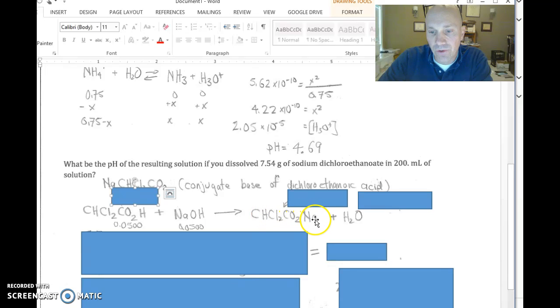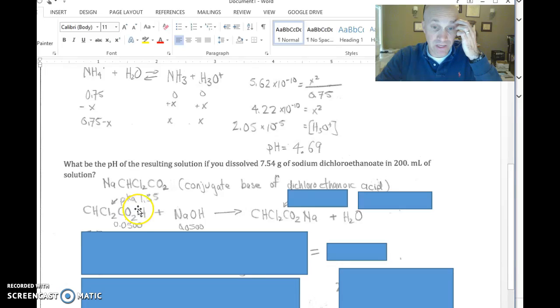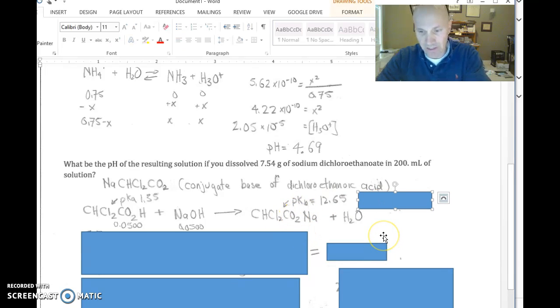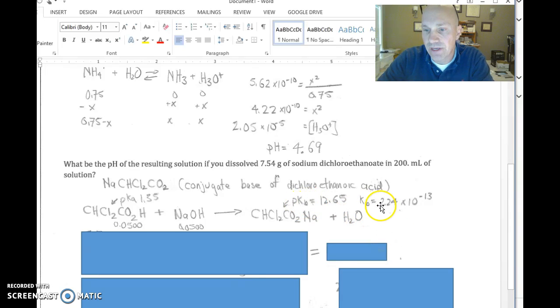Notice that with sodium salts of weak acids, sometimes you put the Na+ on the front, sometimes you put it at the end. It's not as important as when you're doing the strong bases. So what we can get from the data table is that the pKa of this is 1.35, and that would tell us that the pKb of this conjugate base is 12.65, and from that we could figure out the Kb of this material right here.